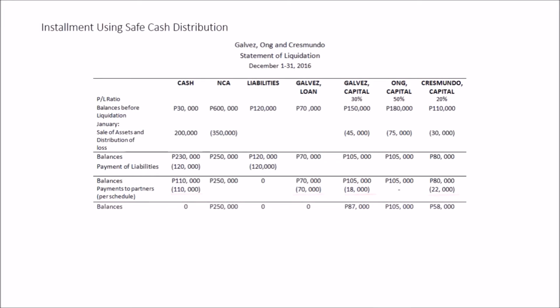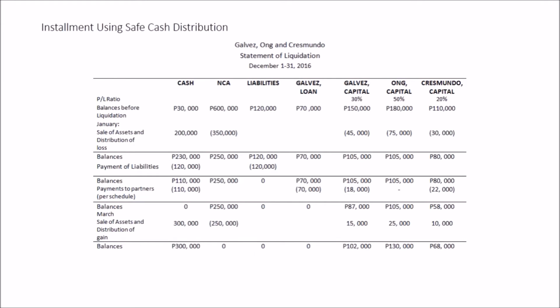Next, we have the sale of the unsold NCA, so there is a gain from the sale of these assets, and these gains are distributed to each partner using their respective PL ratio. Then we have the following balances. Then payment to partners are made.